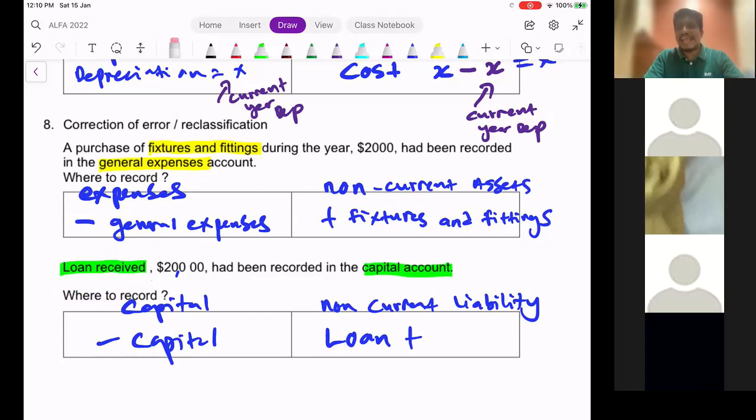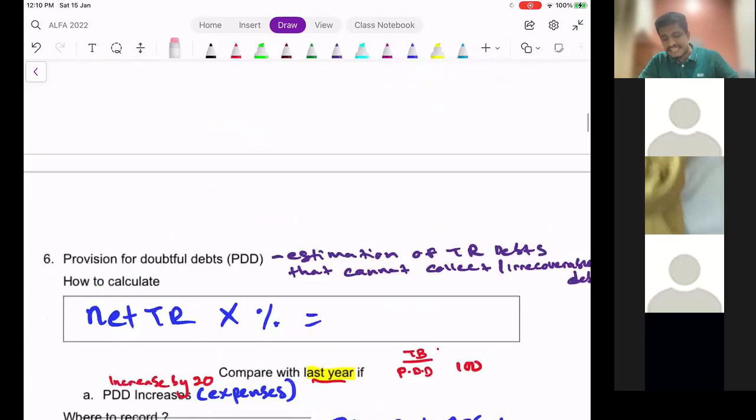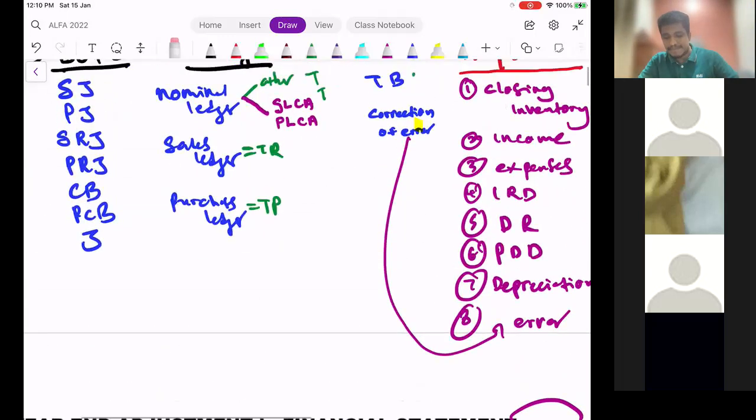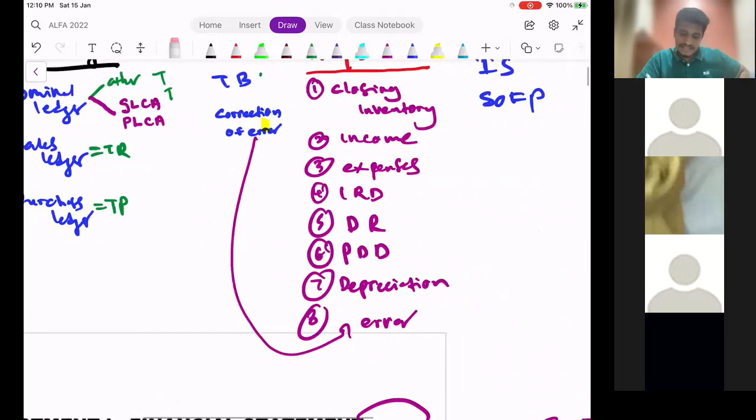Okay, these are the 8 adjustments that you need to know: closing inventory, adjustment on the income, adjustment on the expenses, recoverable debt, debts recovered, provision for doubtful debt, depreciation, and also correction of error. These are the 8 things that you need to know. Based on that, we will do the financial statement. In the future chapters also, we need these 8 things.